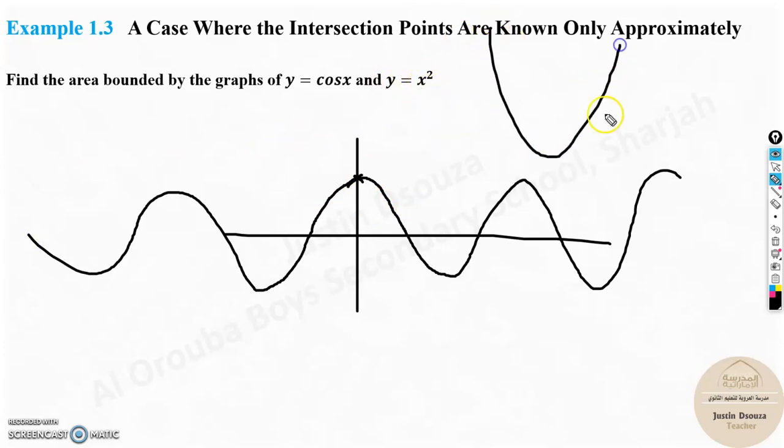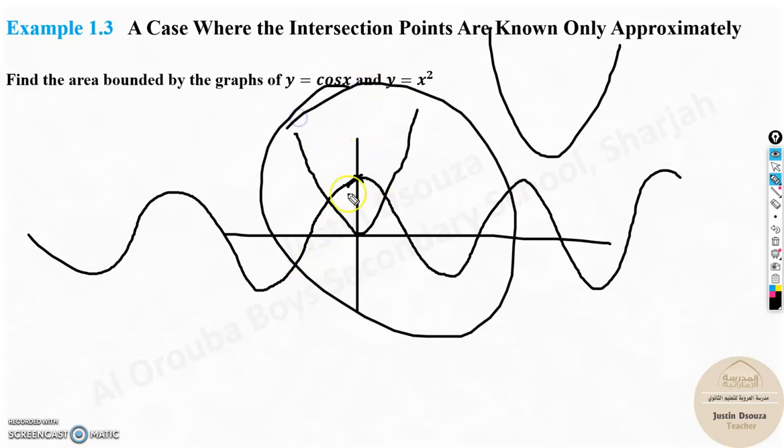What about this y equals x squared? It is a parabola opening upward. So it's something like this. Sorry, it should touch over here. Now there is no coefficient, no constants, nothing. So it's this. Okay. So now this is the graph.